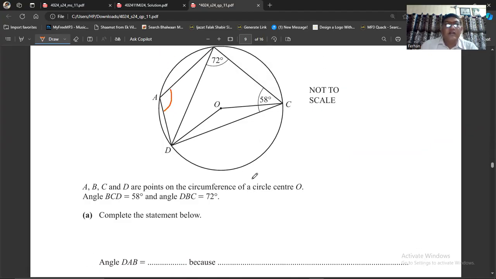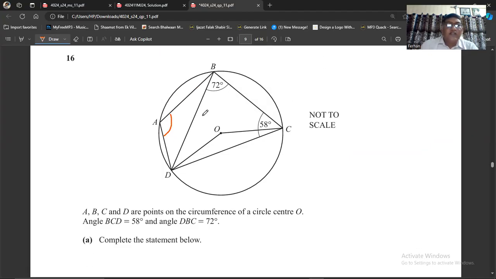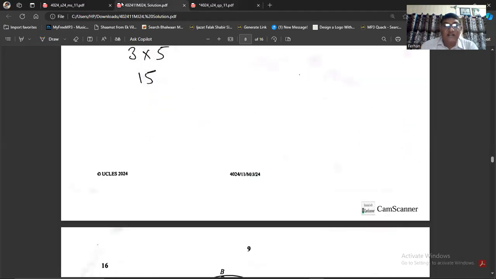If you look here, can you see this ABCD is a cyclic quadrilateral? It's a quadrilateral whose 4 vertices are on the circumference of the circle. So the angle BAD and the angle BCD are angles in opposite segments. The angles in opposite segments are supplementary. So angle BAD plus angle BCD will be equal to 180. So angle BAD plus 58 will be equal to 180, and from there I can find that angle.